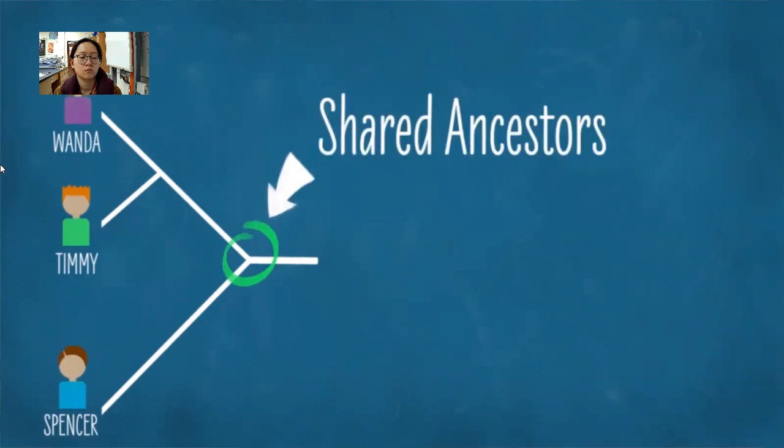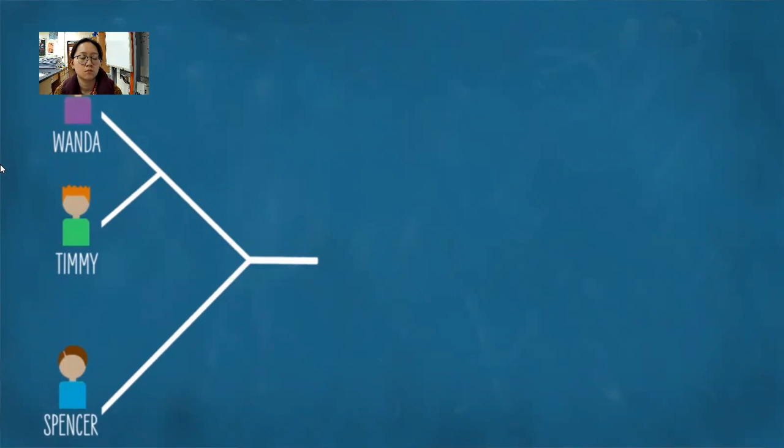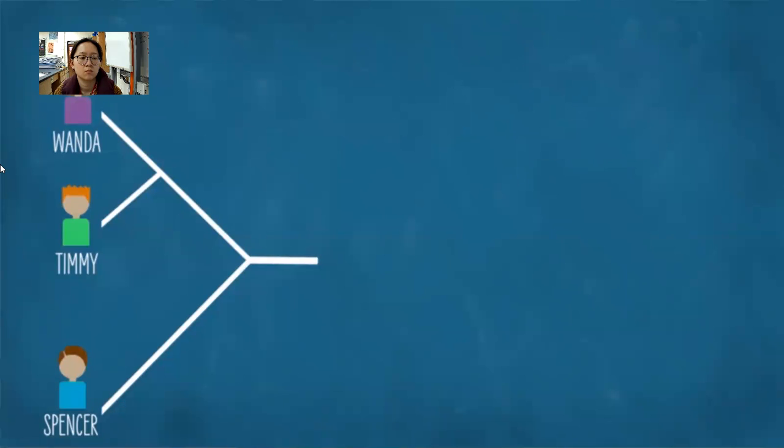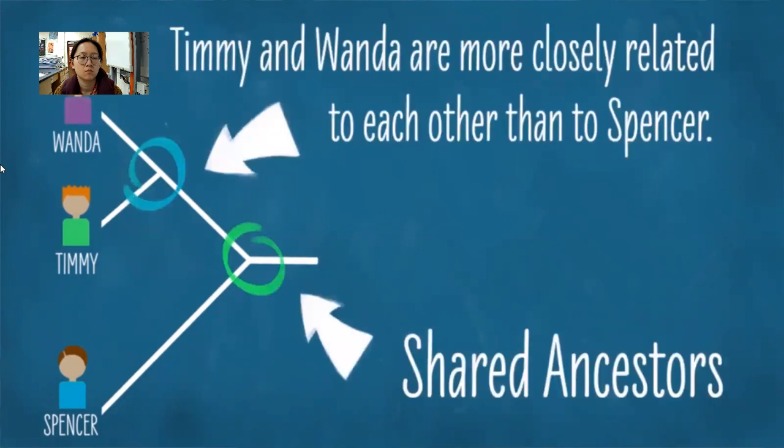But the two that share ancestors more recently will be more closely related to one another than they are to anybody else. For example, if Timmy and Wanda are siblings, then they share parents. And if Spencer also shares ancestors with them, but 10 generations back, then Timmy and Wanda will be more closely related to one another than they are to Spencer.